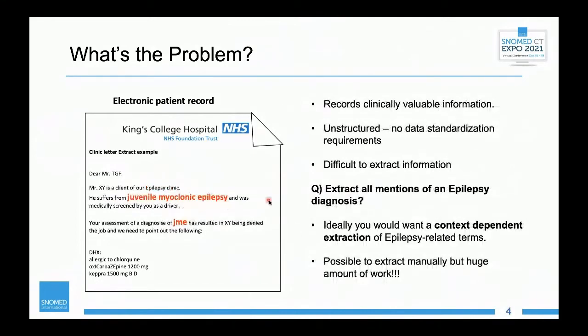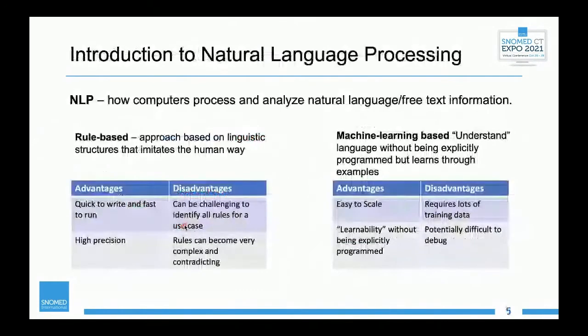So what do we actually want? Ideally, we would want a context-dependent extraction of the epilepsy diagnosis, where the mention of epilepsy in epilepsy clinic isn't recognized, and only the diagnosis, depending on the context, and whether it's spelling mistakes or acronyms, still gets extracted. This is certainly possible to do manually, to extract these terms and link them to SNOMED. However, it could potentially be a huge amount of work.